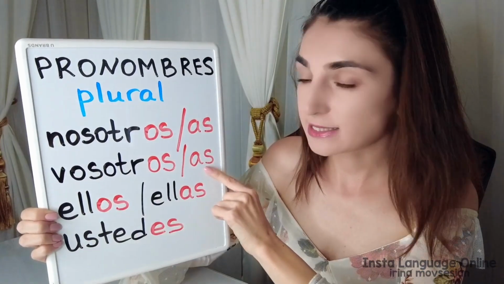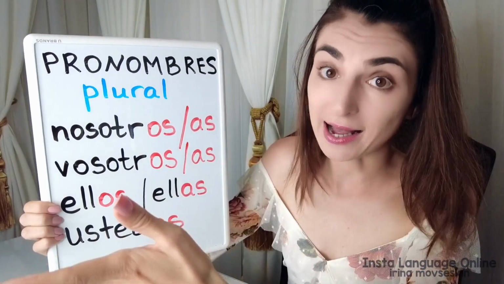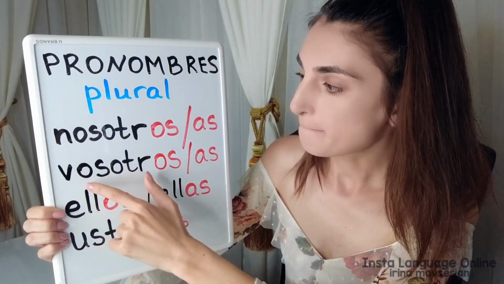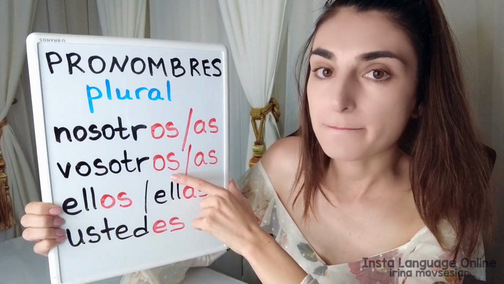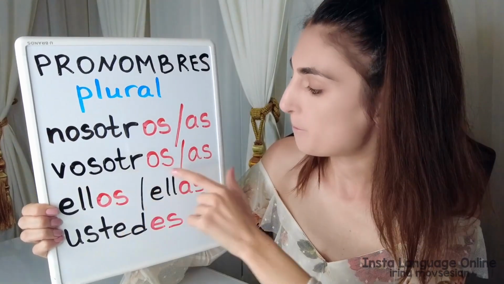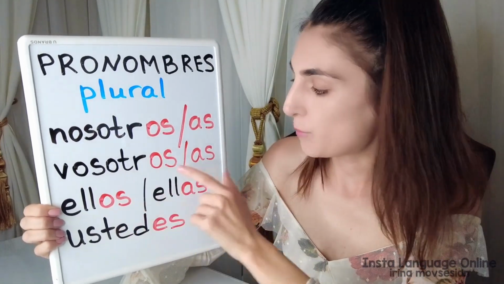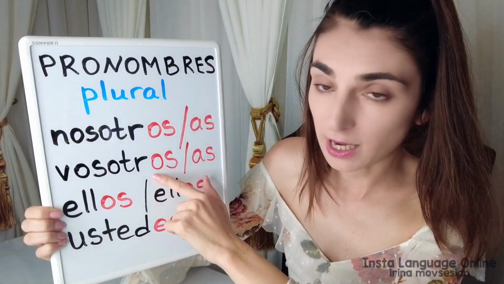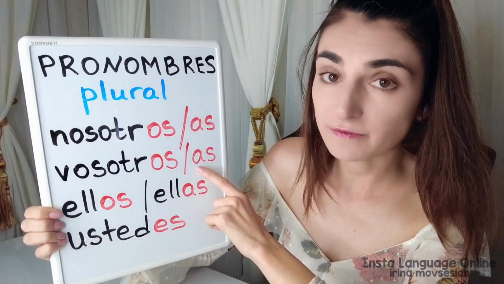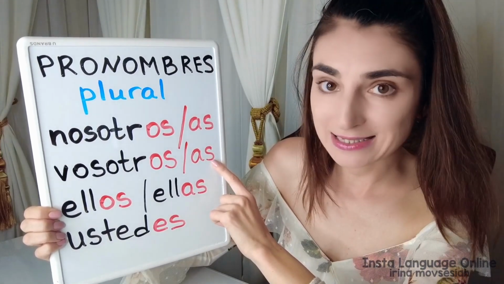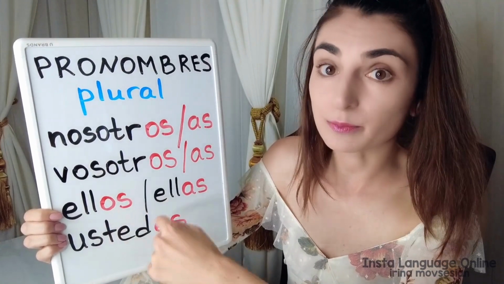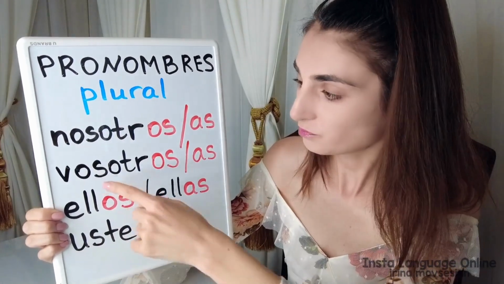The next one is you guys. So you, my friends, the same rule. Vosotros, vosotras. I want to underline that O is usually for guys and A is usually for girls, and the ending S shows that it's plural form because all these pronouns are plural. It's a group of people.